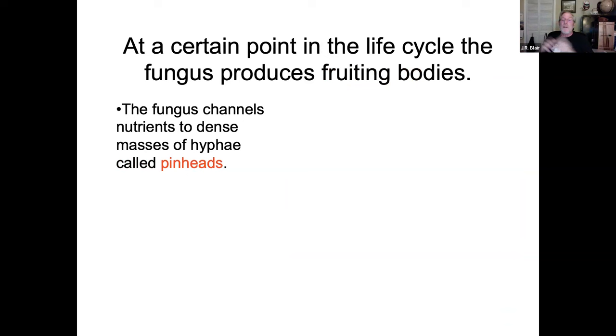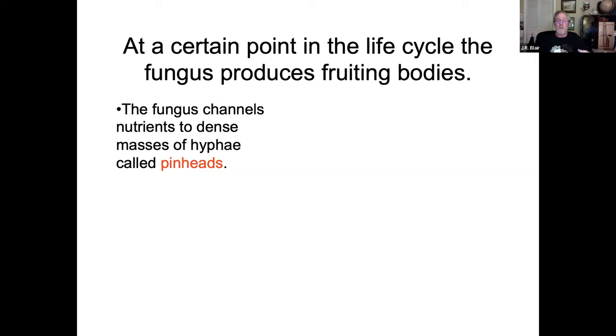Everybody's interested in mushroom sex, of course. Now, at a certain point in this life cycle of the fungus, fruiting bodies are produced. And typically what happens is pinheads, these primordial masses of tissue that we call pinheads, are formed. The hyphae act like channels for the movement of nutrients such as carbon and nitrogen and other important nutrients that help to create these pinheads.